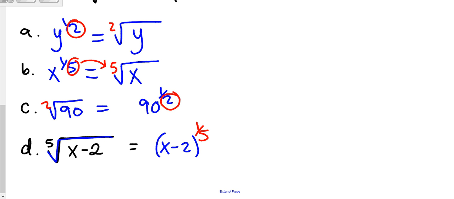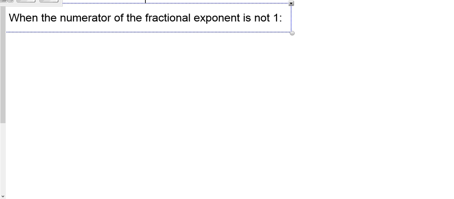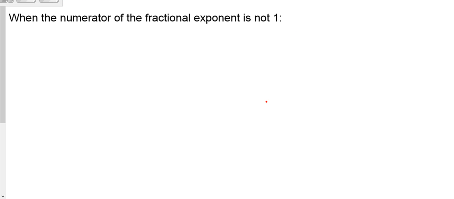And that's how we go in between writing things with a radical or a surd in surd form and with a fractional exponent. The other thing that we can look at with fractional exponents is when the numerator of the fractional exponent is not 1. So far we've talked about 1/2, 1/5. If we have a number, x, and we're raising it to a power, we have m over n. So now our fraction has a top and a bottom, and neither one of them is 1.